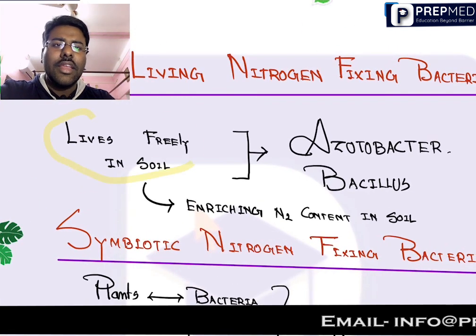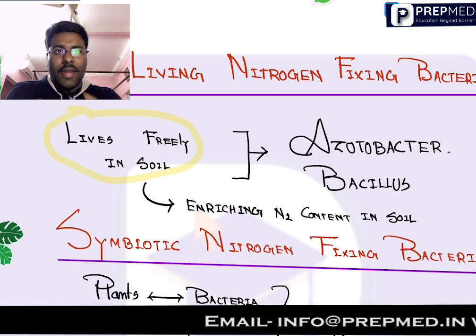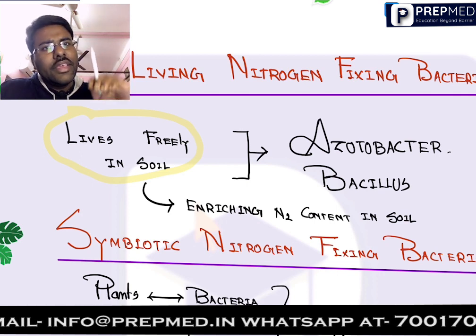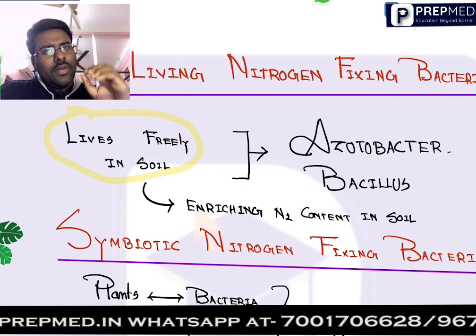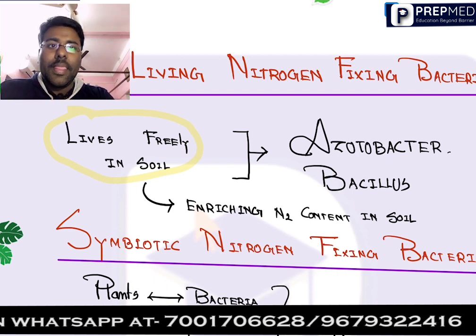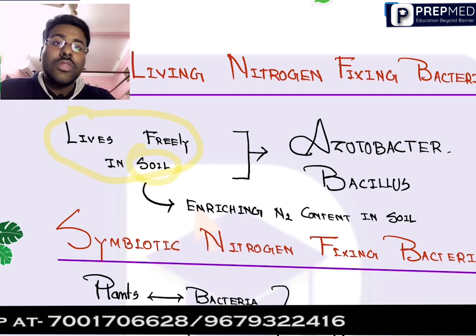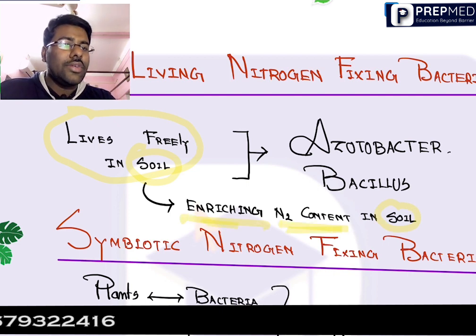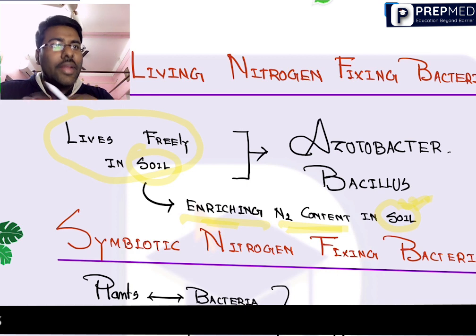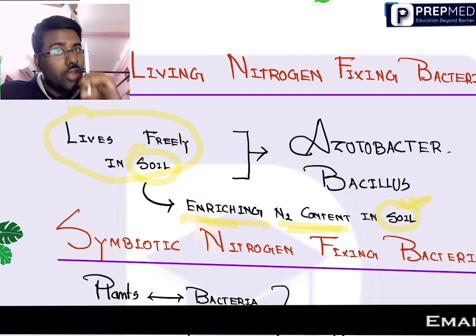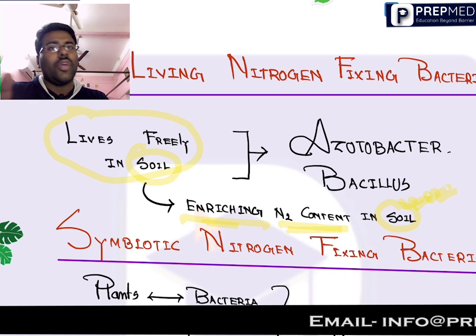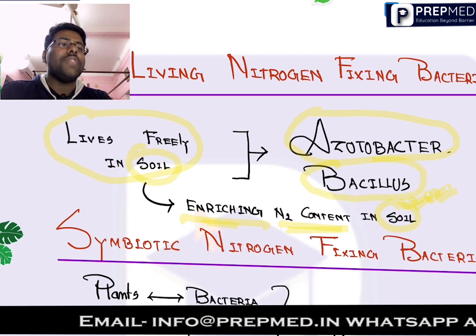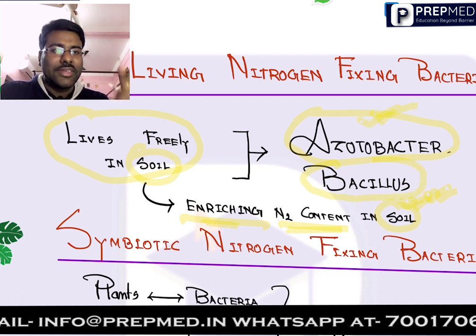Free living means living freely in the soil. If one lives freely in the soil without taking help of any plant, why would it give the nitrogen to the plant? They don't. Since they live freely in the soil, they give the nitrogen to the soil. So they enrich the nitrogen content in the soil. So free living nitrogen fixing bacteria give the nitrogen to the soil, and the enrichment of the soil is done. Examples are Azotobacter and Bacillus. Azotobacter is the NCERT example, you have to remember that.